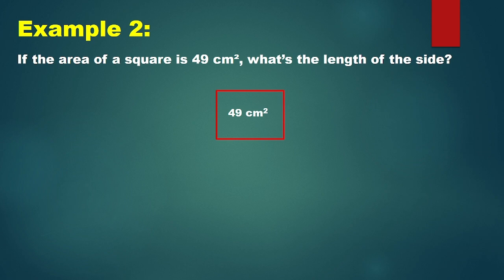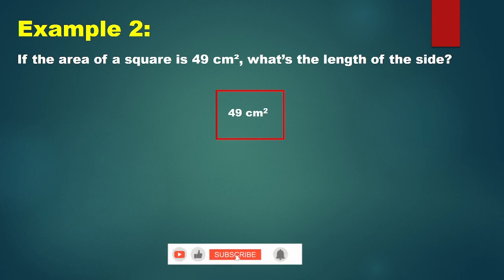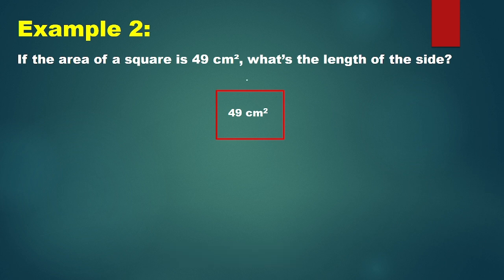If the area of a square is 49 centimeters squared, what is the length of the side? So in this example, you were given the area of the square already, and you are told to find the length of the side. Like, what does the side represent? To find the length of the side when you are given the area of a square, it is simply the square root of the area. All you have to do is find the square root of the area.